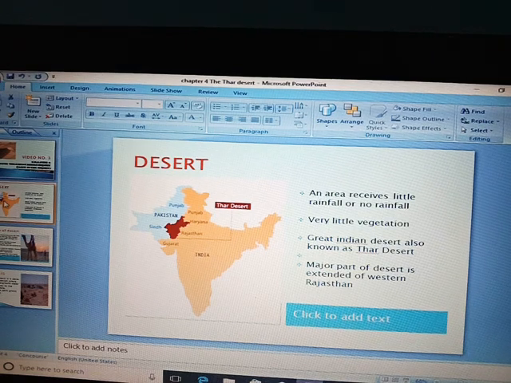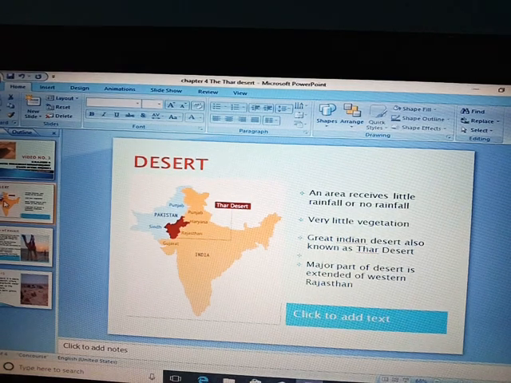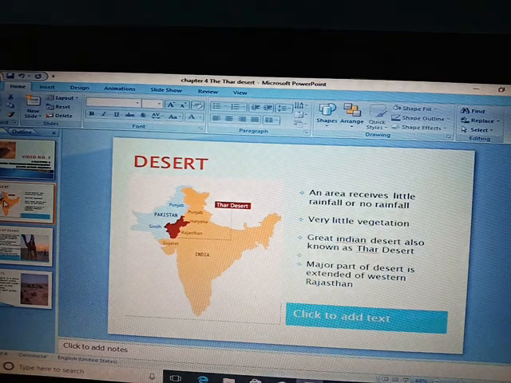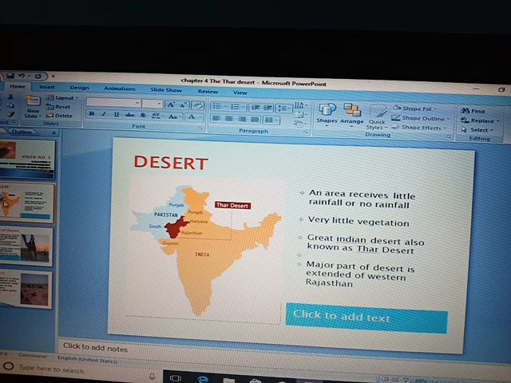First of all, what is a desert? A desert is an area which receives very little rainfall or no rainfall. That is the first point. The second point is that in a desert area very little vegetation is present. And why is there little vegetation? Because of scarcity of water. If water is not there, then how will vegetation grow? So the second point is very little vegetation.